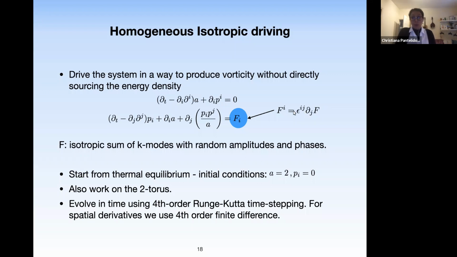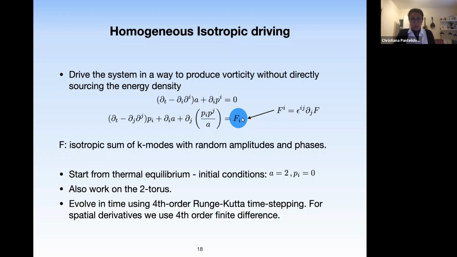And this is in order to introduce vorticity into the system. But now this F cannot be anything. It has to be compatible with the isotropy hypothesis. So the way we construct it is the following. We pick a scale in momentum space, and then we add all the modes that lie along that circle in momentum space. We do that with random amplitudes and random phases, and we update all those at every time step in the time evolution.